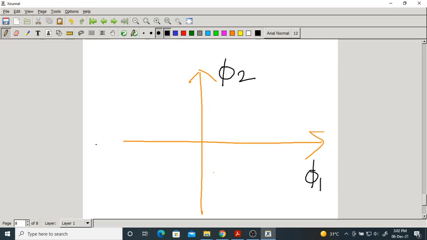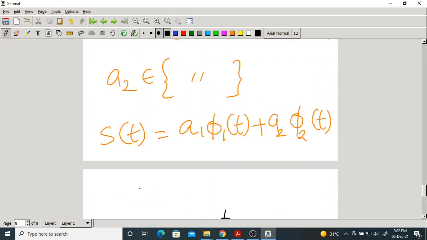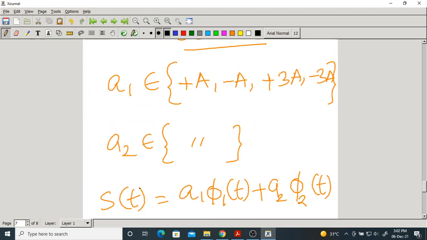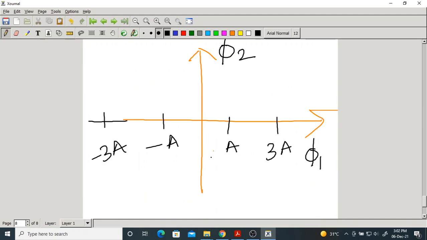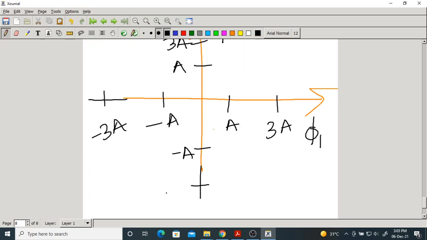Okay. Now here we have A, here we have 3A, here minus A, here minus 3A. So what is the first A1, A2? A plus A, plus A. Where is the plus A plus A? So here for phi 2 also I should write A, 3A, and here also I should write minus A, minus 3A.